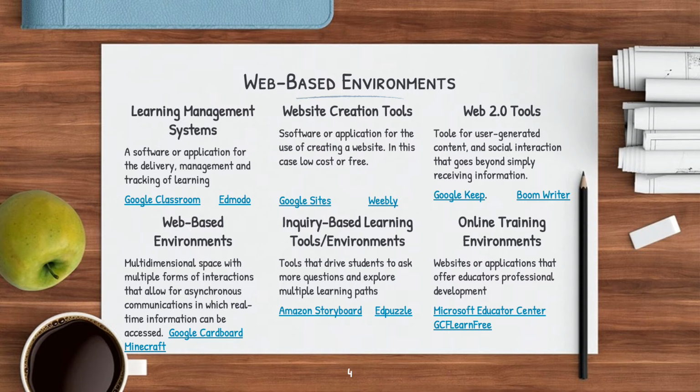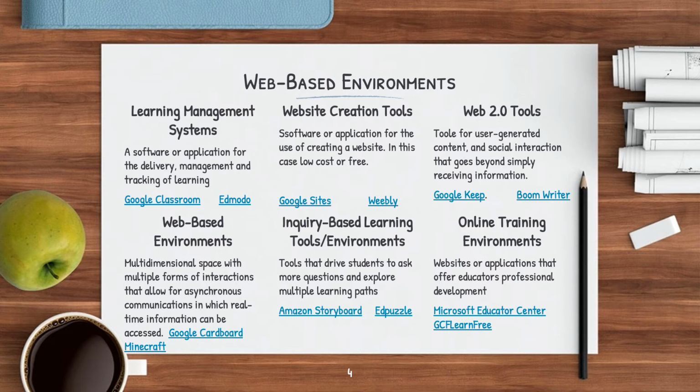Here are the 6 types of environments that we will address. Learning management systems, which are software or application for the delivery and management and tracking of learning. We will take a look at 2 platforms, Google Classroom and Edmodo. Website creation tools, which is software or application for the use of creating a website. In this case, low cost or free. We will be looking at Google Sites and Weebly.